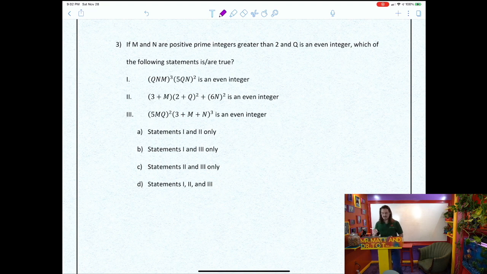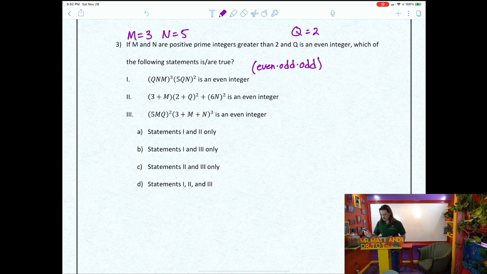So the domain has not changed for m, n, and q, so we could still use m as 3, n as 5, q as 2. But solving conceptually here, we're going to have q times m times n. So we're going to have an even times an odd, quantity cubed, times 5, which is an odd, times q, which is even, times n, which is odd, quantity squared. An even times an odd is even. An even times an odd again is still even, so that's going to be an even cubed.